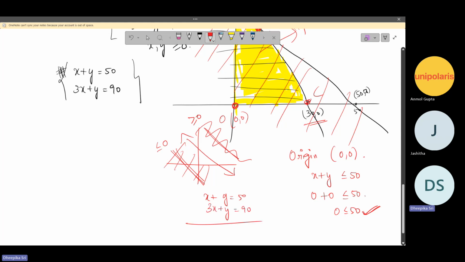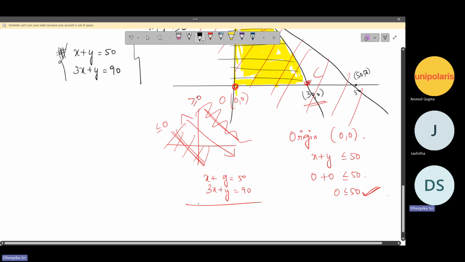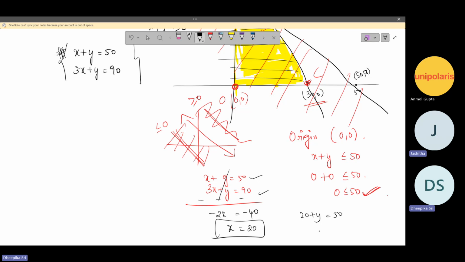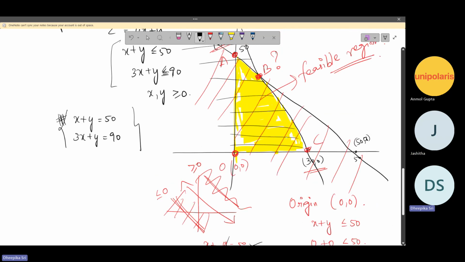I can use the elimination method or substitution method, whichever is known, and solve for x and y. I'm using the elimination method, just subtracting both the equations. So I get minus 2x equals minus 40. So x is equal to 20. Minus 40 by minus 2 is 20. And when I put this in any one of these equations, I get 50 minus 20, which is equal to 30. So 20 comma 30 is this point B.